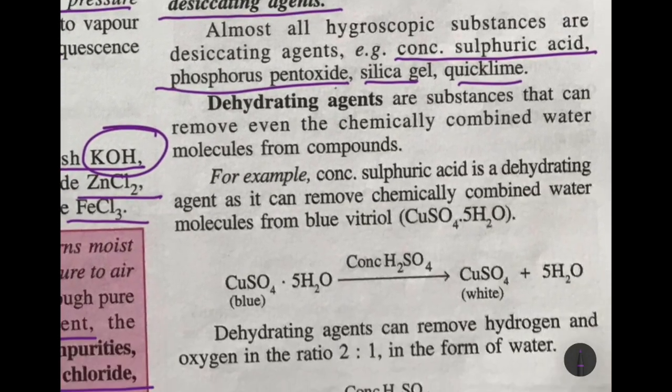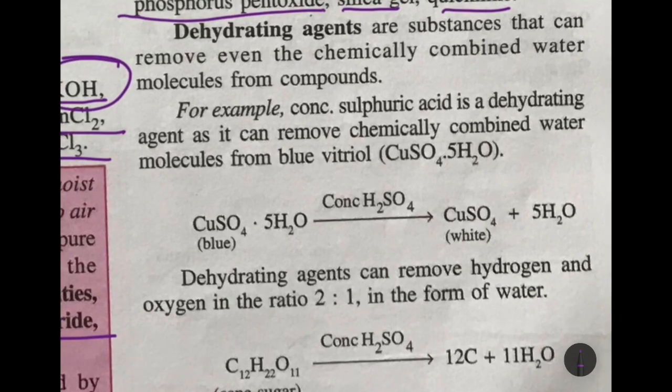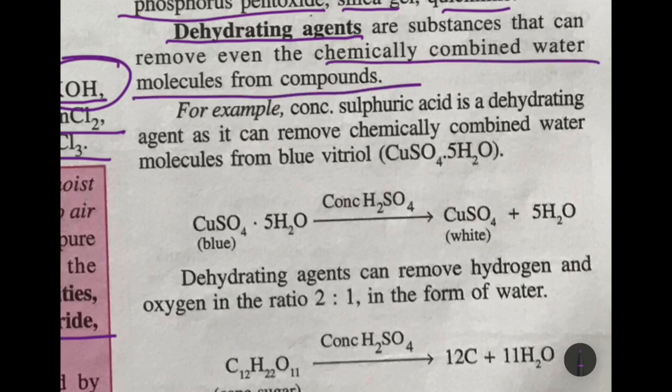Next, moving on to dehydrating agents. Dehydrating means to remove water totally. So dehydrating agents are substances that can remove even the chemically combined water molecules from compounds. An example of a dehydrating agent is concentrated sulfuric acid. It can remove the chemically combined molecules of water from blue vitriol.